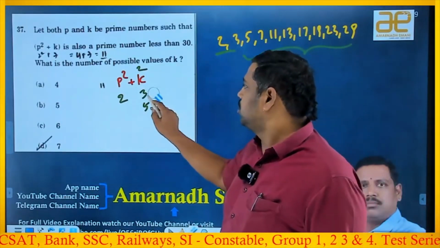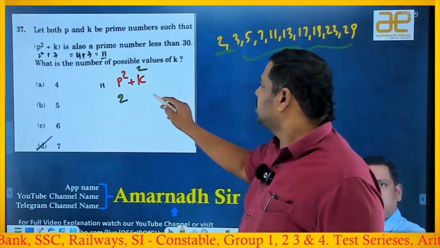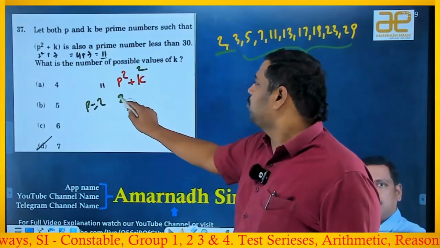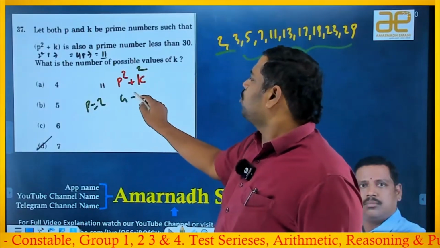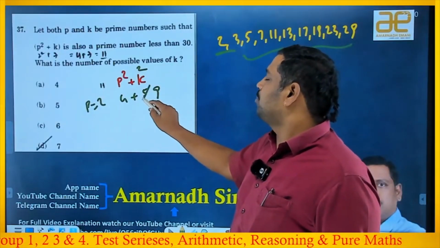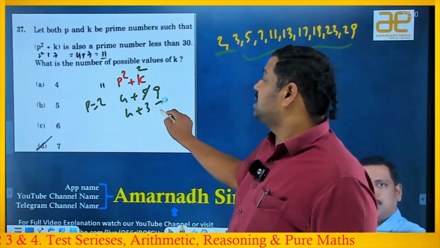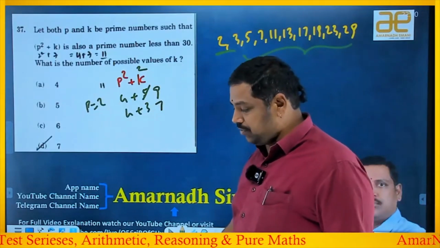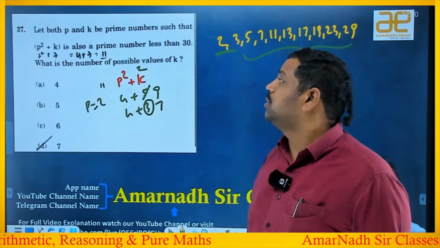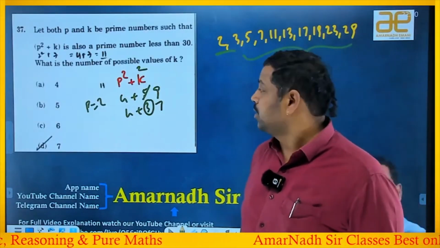If I take the P value as 2, I have to take 2 square, right? 2 square means 4. Okay, good. 4 plus K, if K is 5, is 9. 9 is not a prime number, so it should not be. But it can be 3. 4 plus 3 is 7, right? K can take a value of 3. Okay, fine. So this is a value, because my question is to find the number of possible values of K only, right?